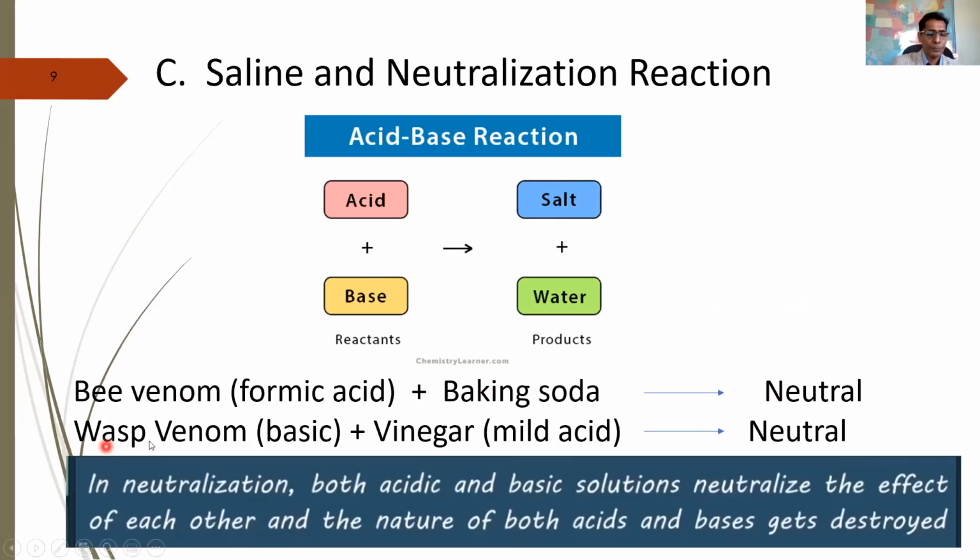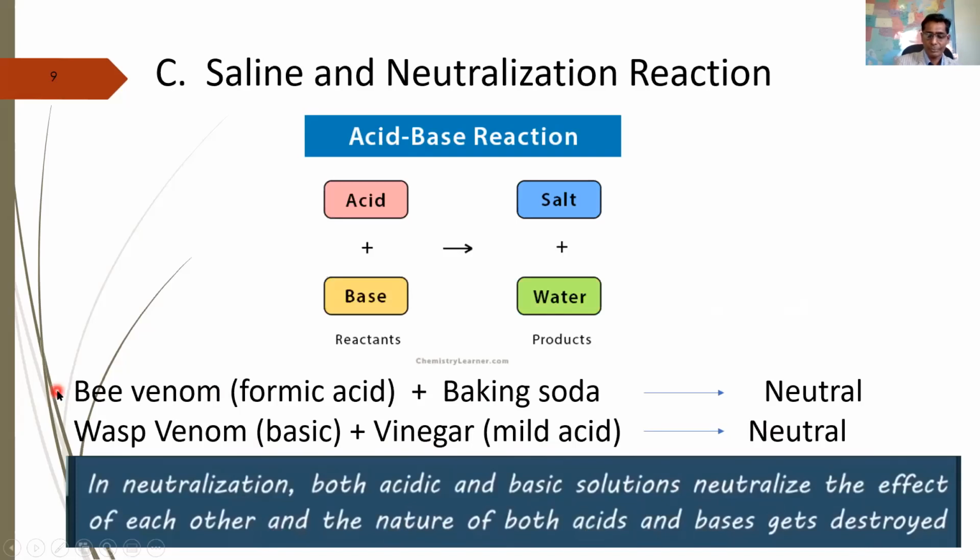However, wasp venom, a type of bee also, is basically alkaline, and we apply vinegar, which is a mild acid, then it becomes neutral. So this is how we can see it in everyday life. In a neutralization reaction, both acidic and basic solutions neutralize the effect of each other, and the nature of both acids and bases gets destroyed or neutralized.